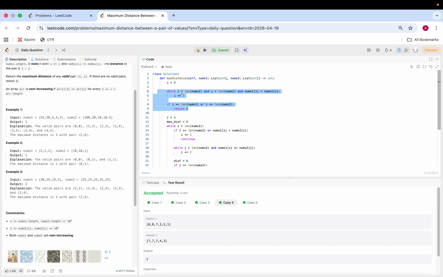While i is less than the length of nums1 and i is, yeah, so we get a good start. We make sure that start isn't, because for example, if you have something like 8, 8, 8, 8, 8, 8, and then you have like 7, 7, 7, 7, 7, 7, then there's no way to have a valid pair. So we just move on without it. So that's what this will handle.